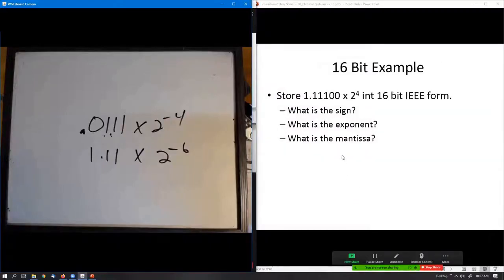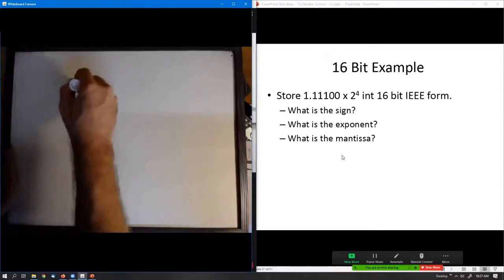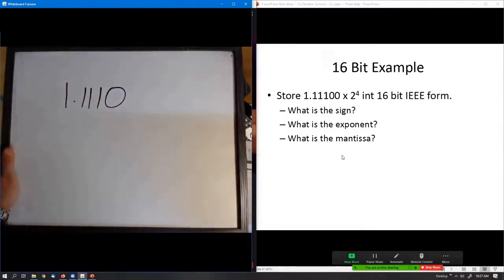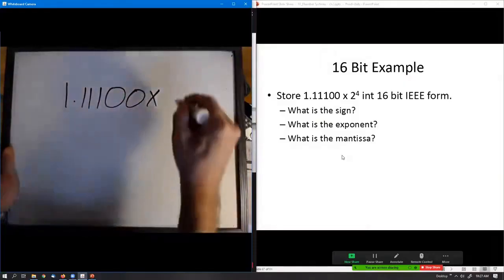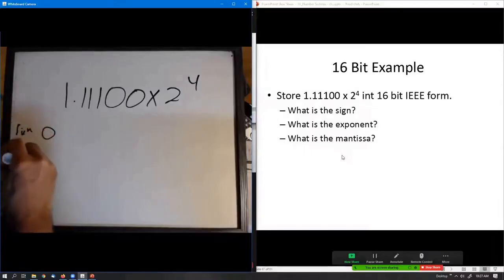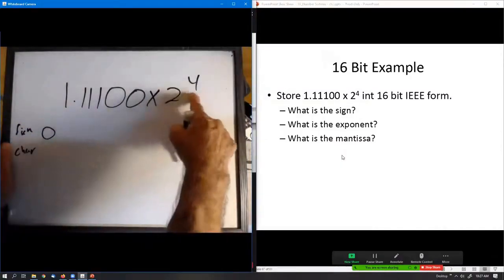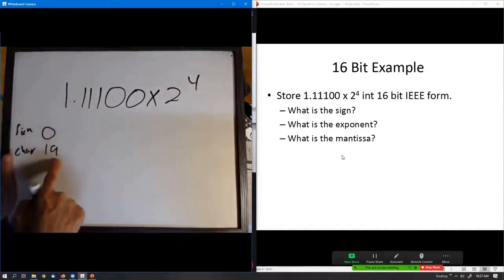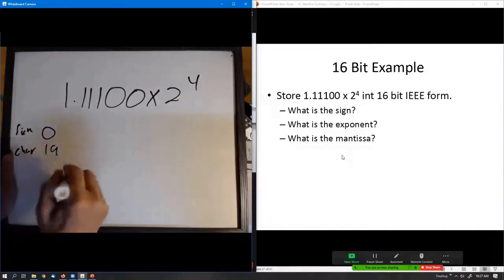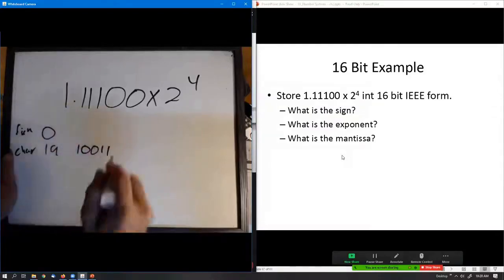Right, so here is a number that is already in normalized binary scientific notation. Let's figure out how to store it. 1.1110 times 2 to the 4th. The sign for this number is positive, so we're going to store a 0. The characteristic is going to be the exponent plus 15. So 4 plus 15 is 19. Now remember, for 16-bit numbers, we're going to store this as 5 bits, so we need to write that number as 5-bit binary. So 19 is 16, 17, 18, 19.